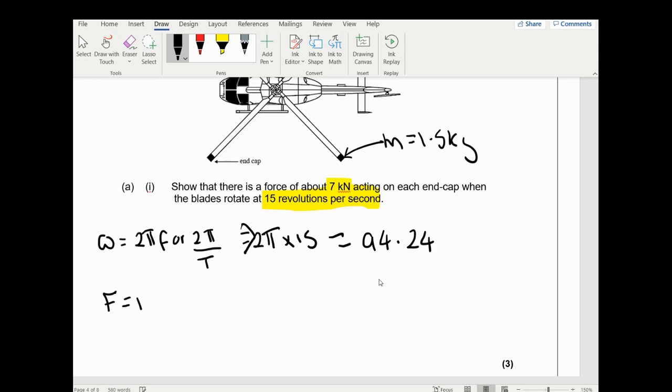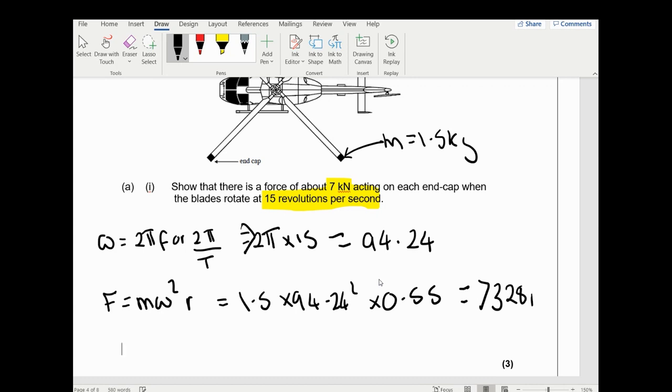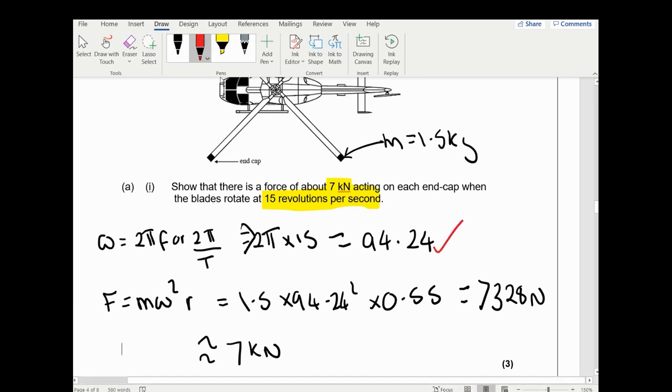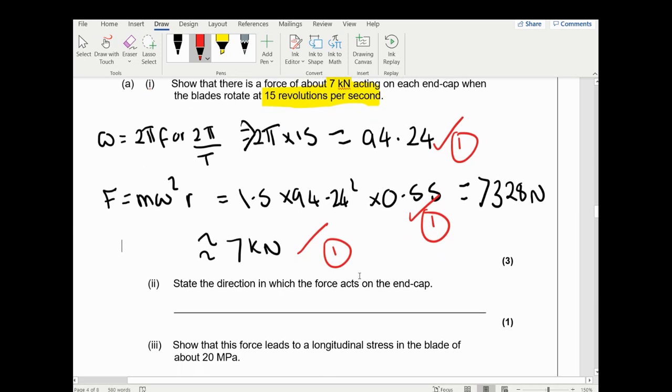So again, using F equals m omega squared r, that's 1.5 times 94.24 squared times the radius, which is 0.55. I get an answer of 7,328 newtons, which is approximately equal to 7 kilonewtons. It sounds silly, but you get 1 mark for working out what omega was, 1 mark for substitution, and 1 mark for getting an answer which is near 7,000. You can never work backwards, you can only work forwards.